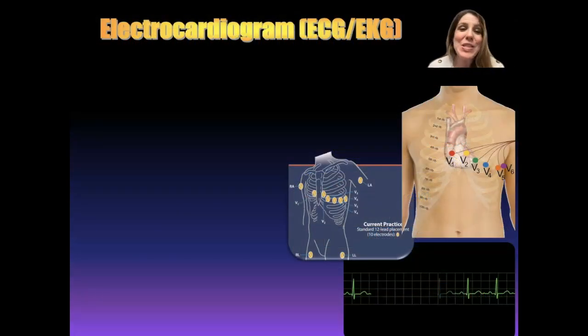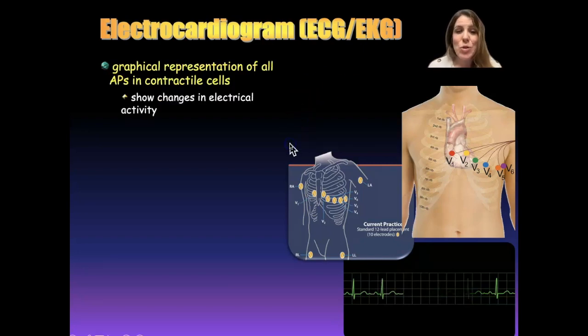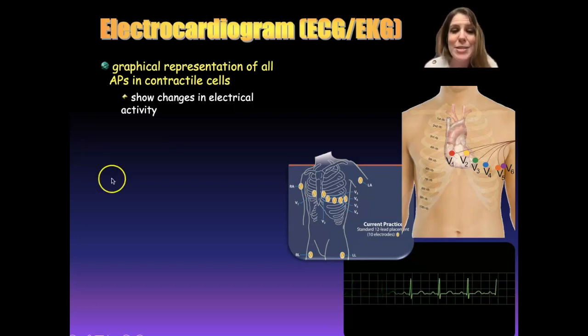It is time now to talk about electrocardiograms, better known as ECGs or EKGs. They're used interchangeably. This is just a measurement of the electrical conductivity of your heart, and it's represented in a graph. In other words, it's a graphical representation of all action potentials in the contractile cells. Really, what it's doing is not measuring how much electricity is generated or lost. It is measuring the change in electrical activity that's occurring at any one moment during a heart cycle, a cardiac cycle.